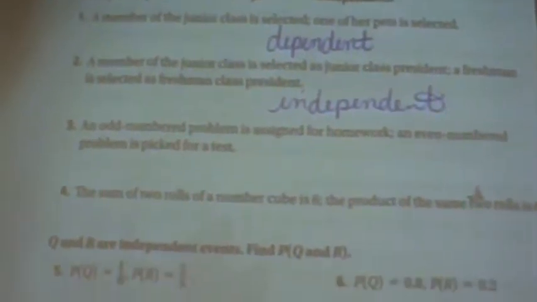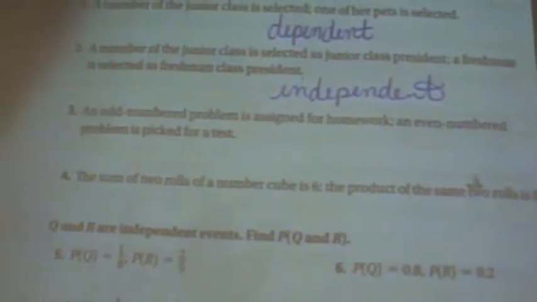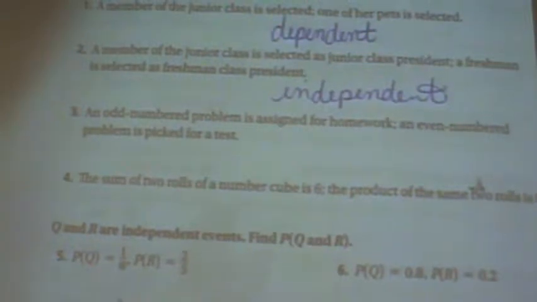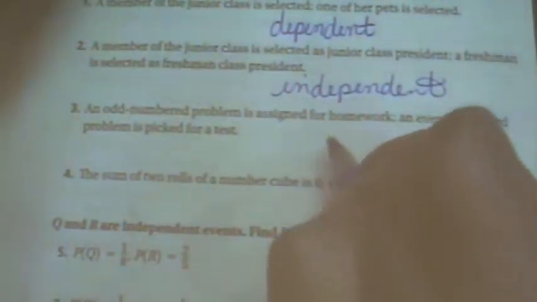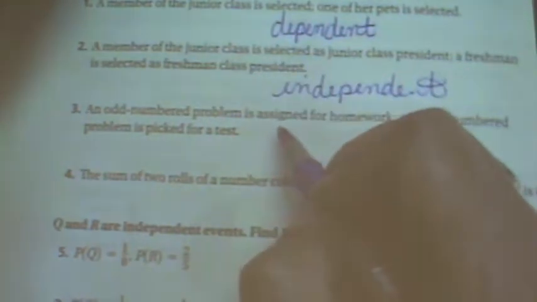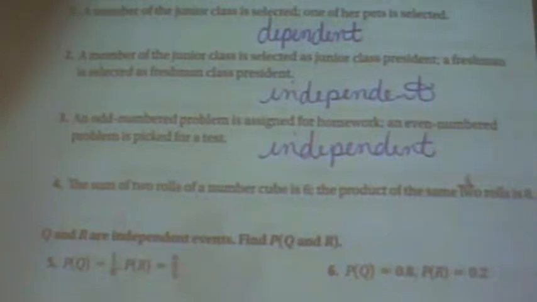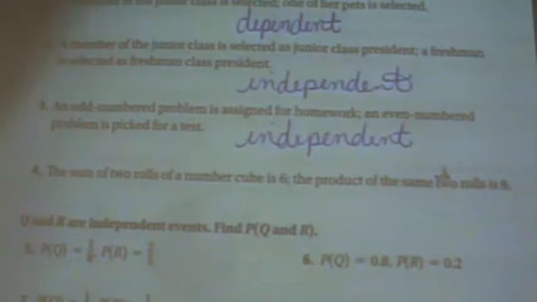Independent. Okay, number three. An odd numbered problem is assigned for the homework. An even numbered problem is picked for a test. Is that independent or dependent? Does it matter what you pick here? Is it going to affect this even number? No, those are independent. Number four, the sum of two rolls of a number cube is 6, and the product of the same two rolls is 8. That's dependent.